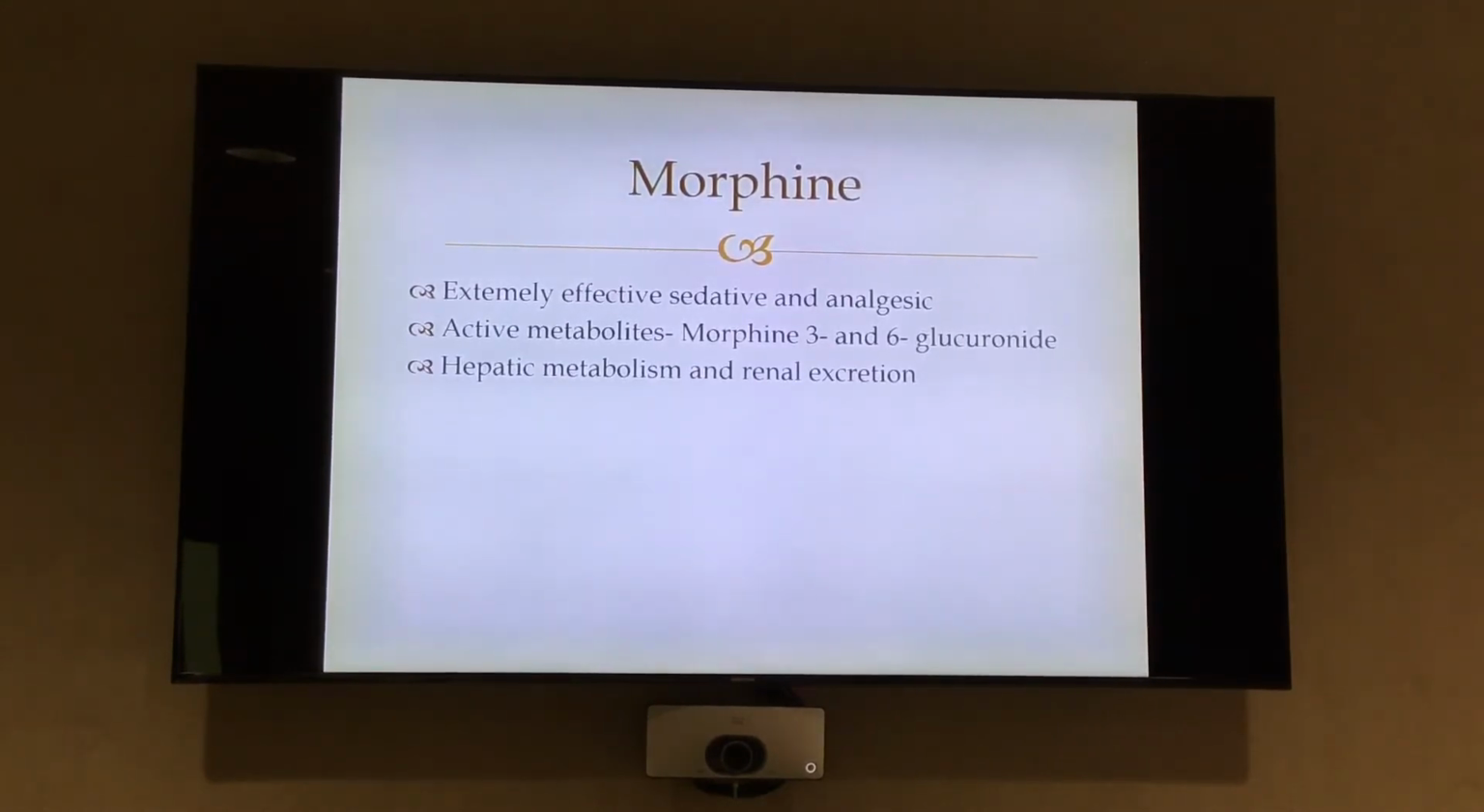Again, it's metabolized in the liver and excreted in the kidneys. It can cause histamine release, as we all know. So, especially if you have an asthmatic who is intubated, morphine is probably not a great choice.